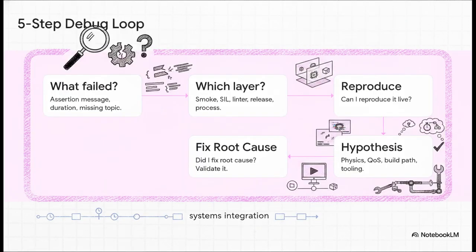Now, to solve these mysteries, we aren't just randomly tossing print statements into the code and hoping for the best. We rely on a rigorous 5-step debugging loop. Step 1, what exactly failed? 2, which layer caught it? 3, can I reproduce it live? 4, what's the working hypothesis? And 5, definitely the most critical, did I actually validate the fix for the root cause? This process ensures we fix the underlying issue, right? Not just slap a Band-Aid over a symptom.